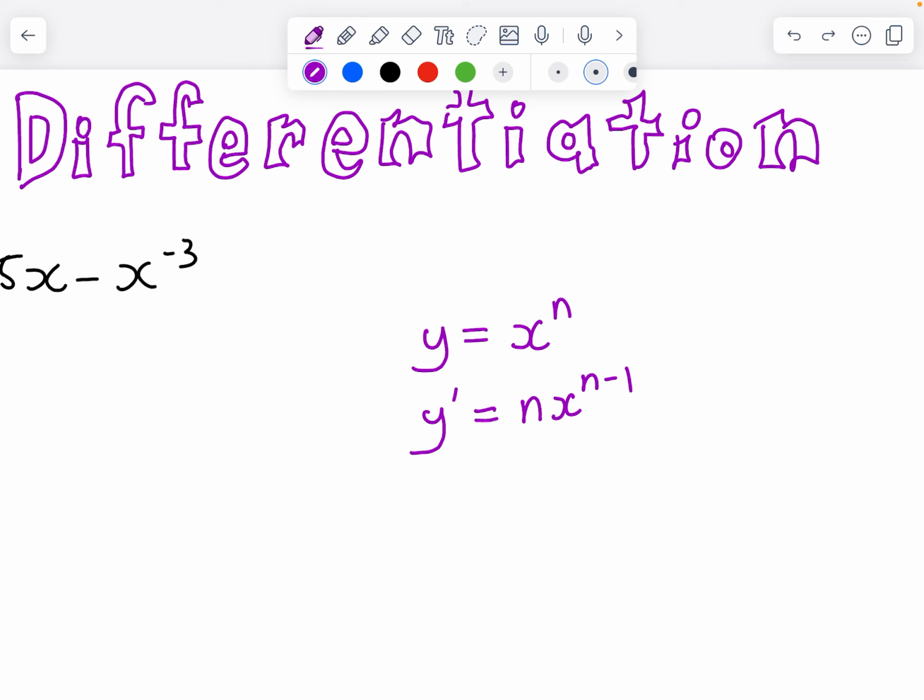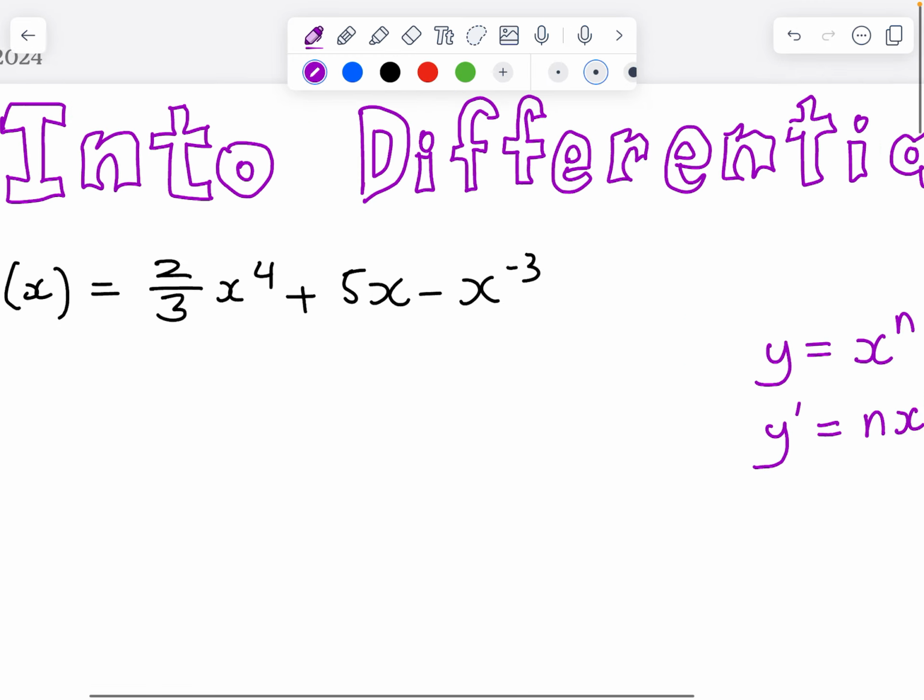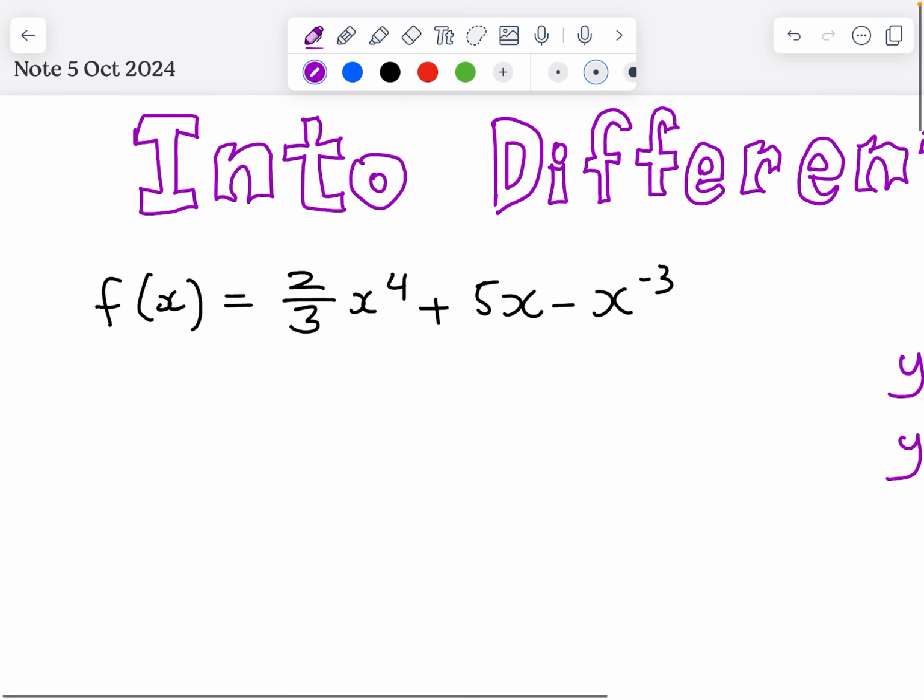So let's say I have x to the power of 2. We know that n is 2, so the 2 will move to the front as a coefficient, so it becomes 2x to the power of n minus 1, which is just x by itself: 2x. So that's an example. Now we want to apply it to a function that has addition and subtraction.